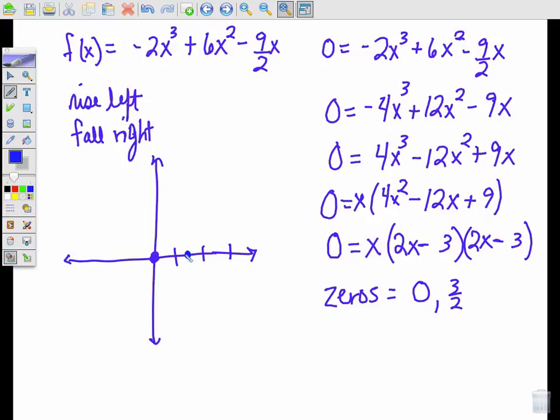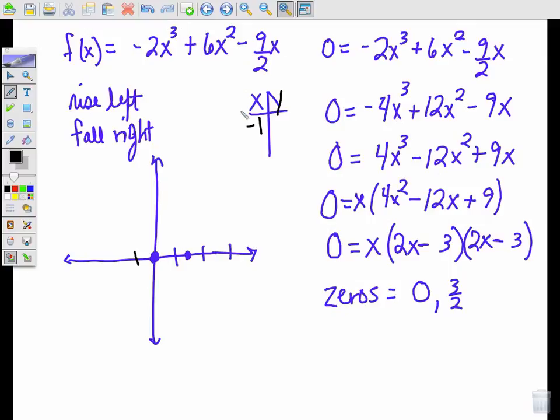And at 3/2, which is 1.5. Okay, now we just need to know what happens with the graph in between all of that. So what I recommend that you do is you build a table of values. And let's start putting some numbers in. Let's see what happens on the left side. So let's put in -1 and see what we get.